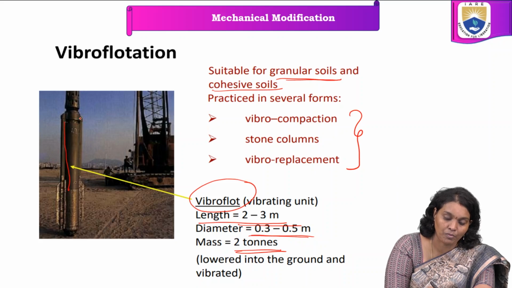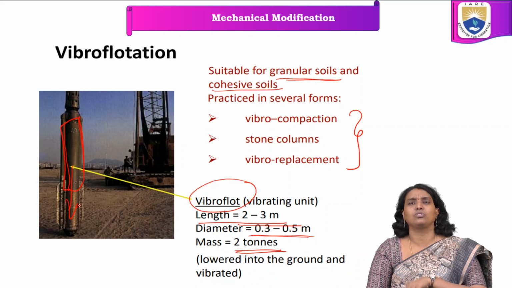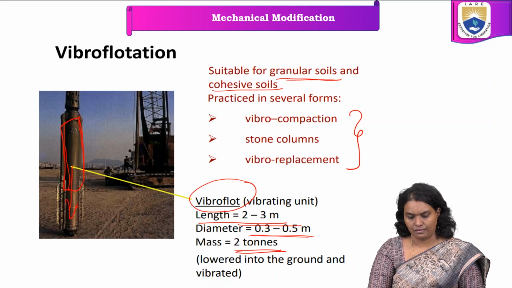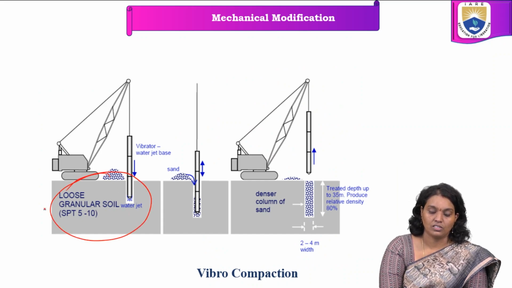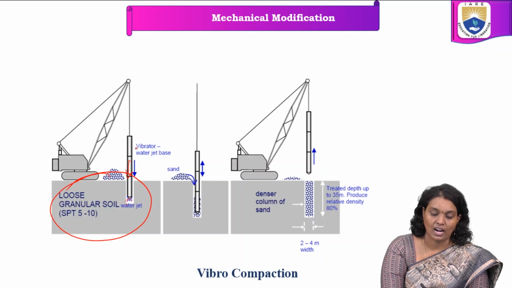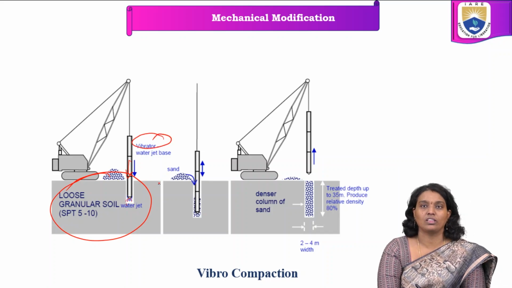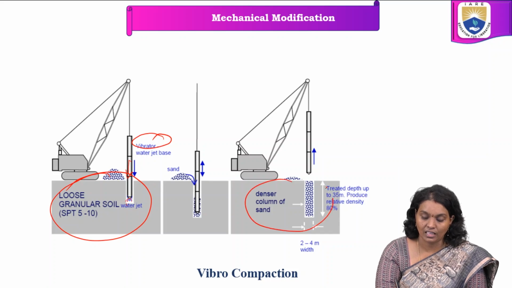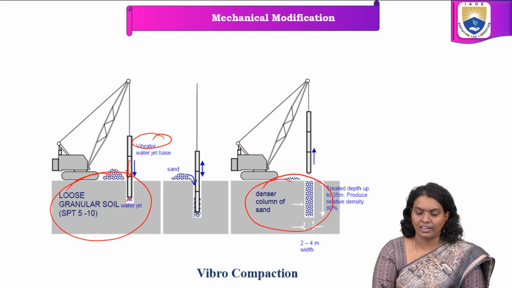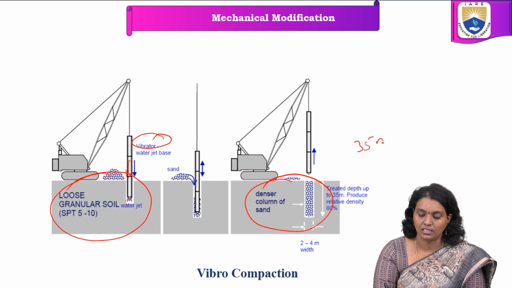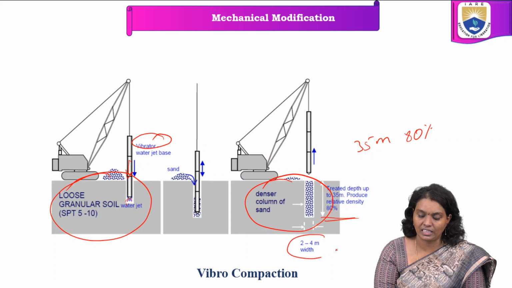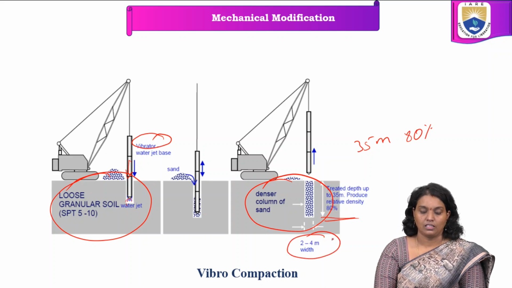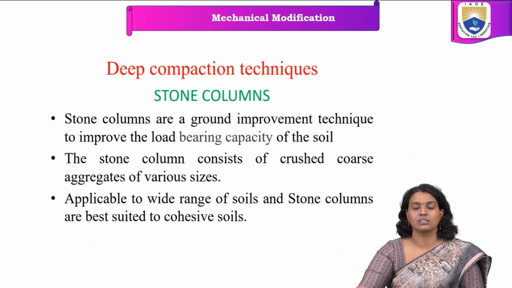So this is the vibro float. It is penetrated into the ground and then vibrated. For loose granular soil, the vibrator works with a water jet, and the column of sand forms. The treated depth is up to 35 meters and produces a relative density of 80%. The width is equal to 2 to 4 meters. Like this, the vibro compaction process goes on.